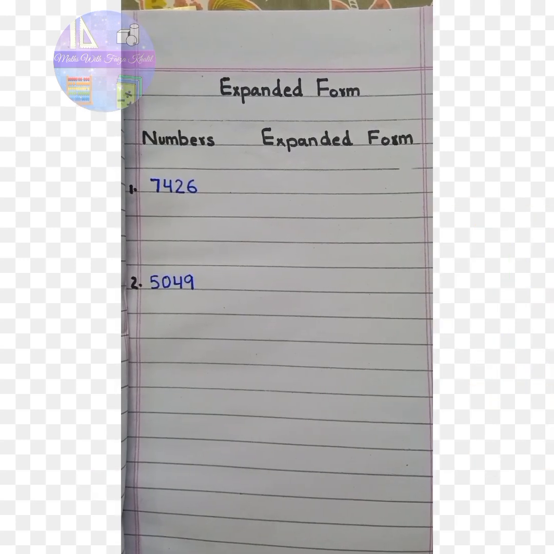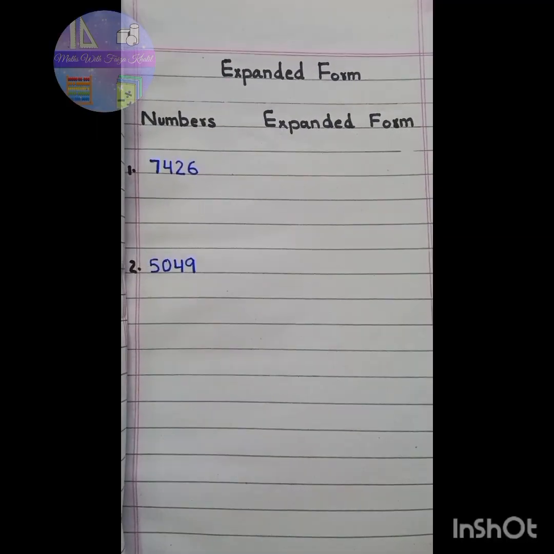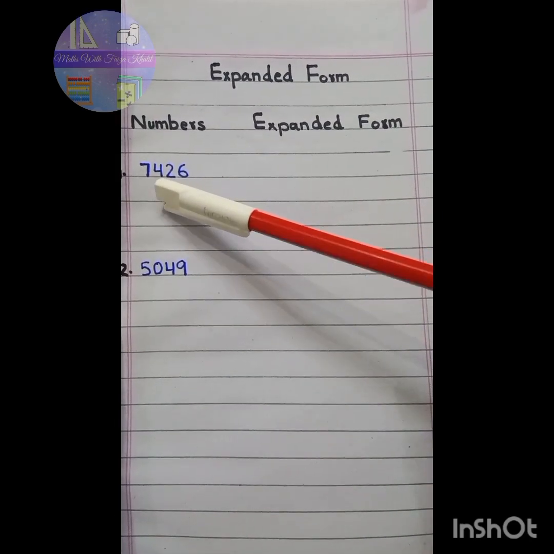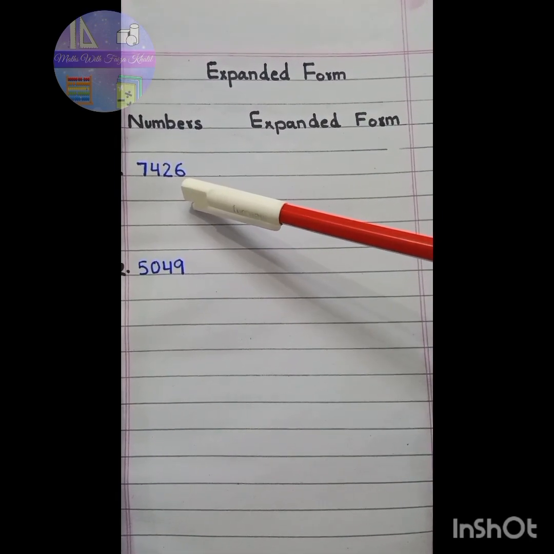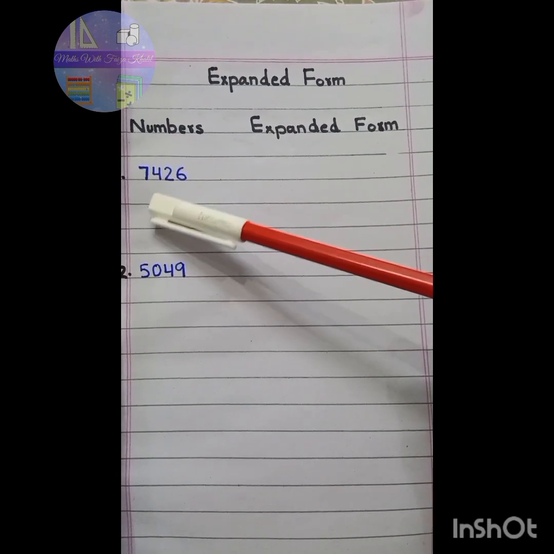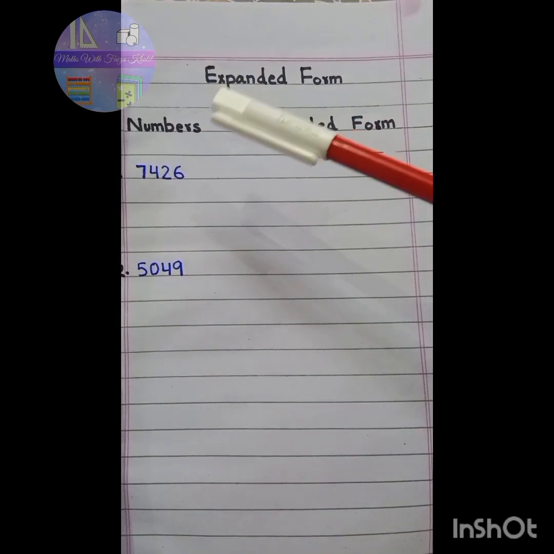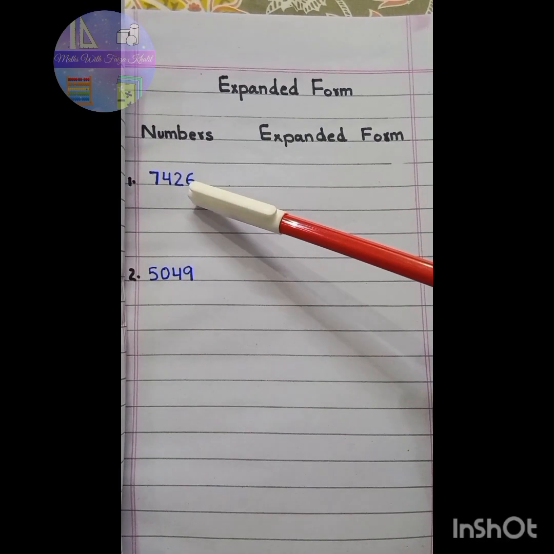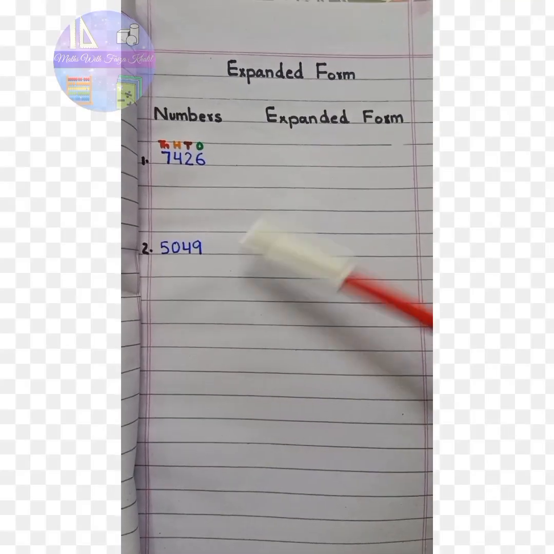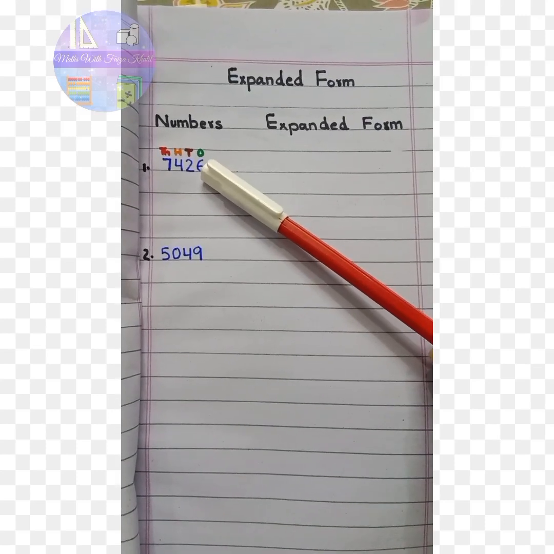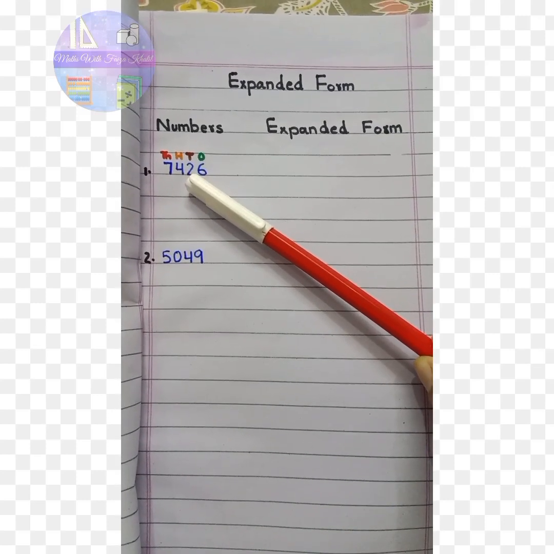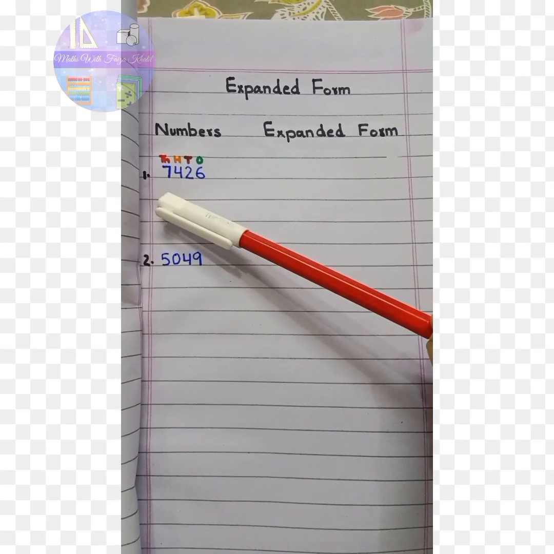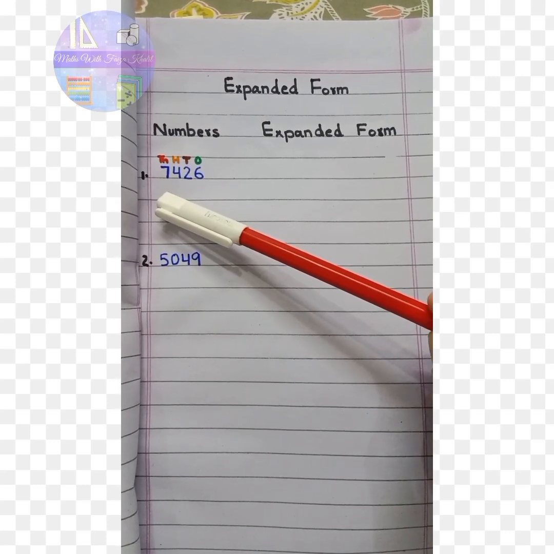Let's solve examples in copy. The first example is 7426. 7426 is a four-digit number. First, write the place of each digit. 6 is at ones place, 2 is at tens place, 4 is at hundreds place, and 7 is at thousands place.